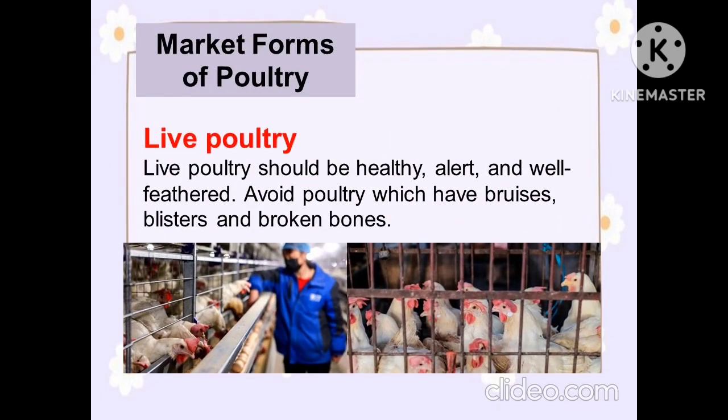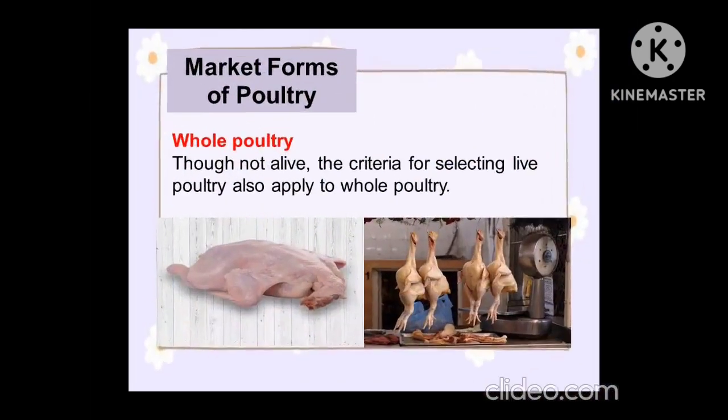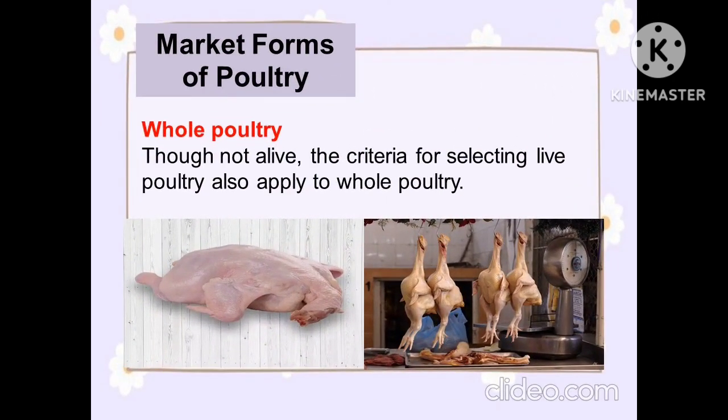So we are now on the market forms of poultry. Live poultry should be healthy, alert, and well feathered. Avoid poultry which have bruises, blisters, and broken bones. For whole poultry, though not alive, the criteria for selecting live poultry also apply.